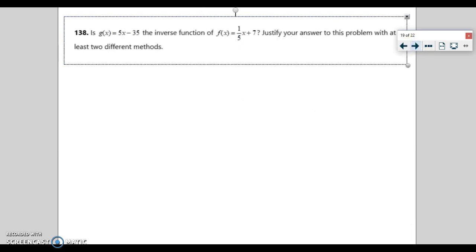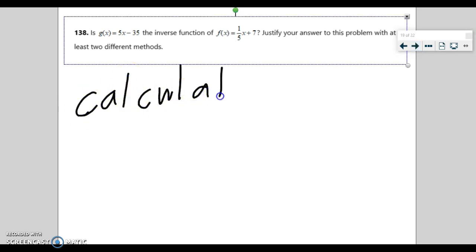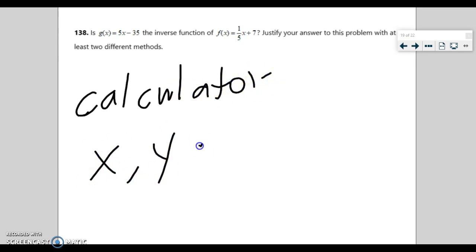Inverse function. We talked about this in class, and I'm not going to spend too much time on it. You can use the calculator. If you have x and y, the inverse is going to be y, x. That is your inverse. If you want to know how to answer this question, check the email. Dariana did a good job of answering this question.